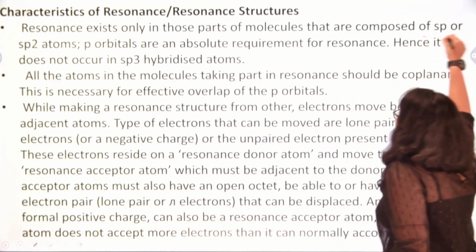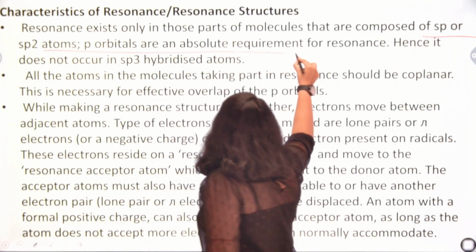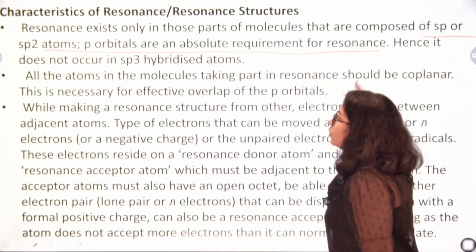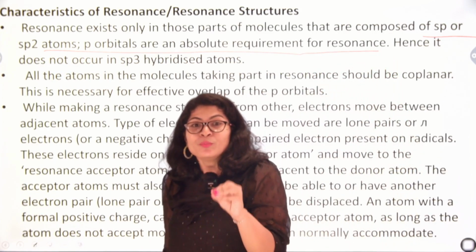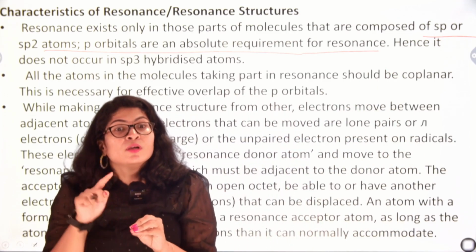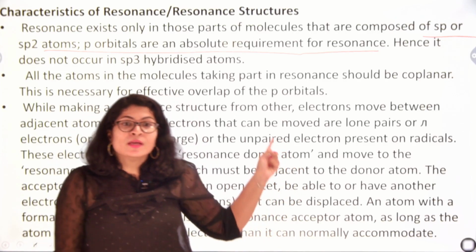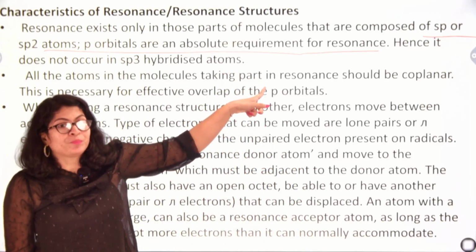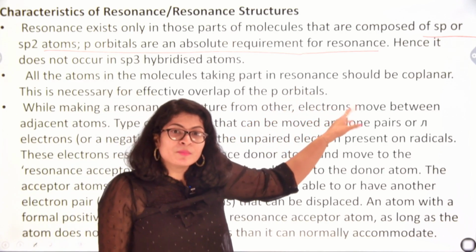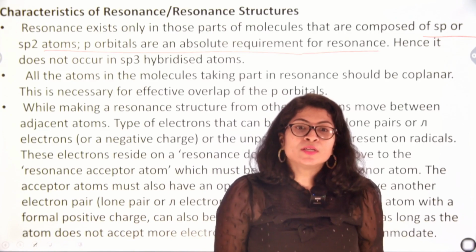Composed of sp and sp2 atoms, and p orbitals are an absolute requirement for resonance. Okay, p orbitals have to be there. And what p orbitals? The parallel p orbitals, those not involved in the sigma bonds. Hence, it does not occur in sp3 hybridized carbon. In sp3 hybridized carbon, all the valencies are satisfied by single bonds, and single bonds are stronger bonds.